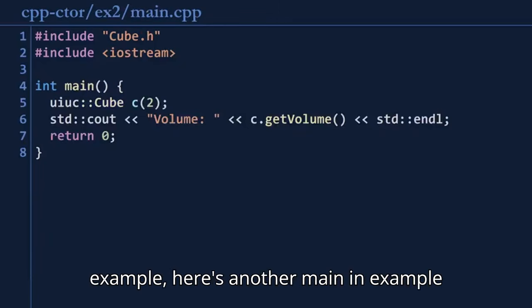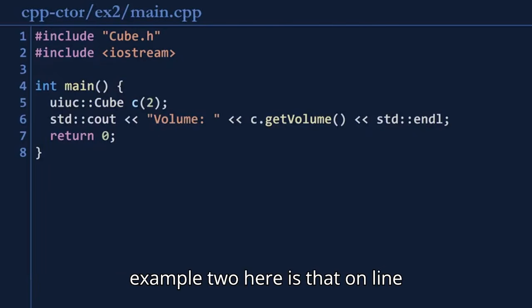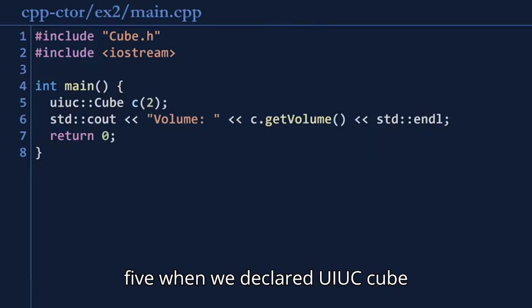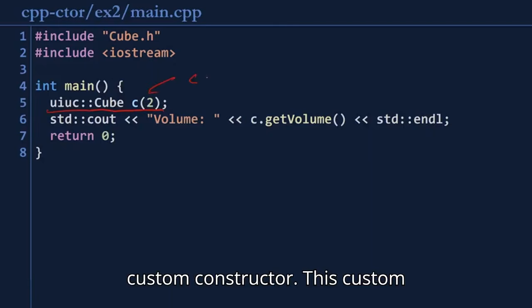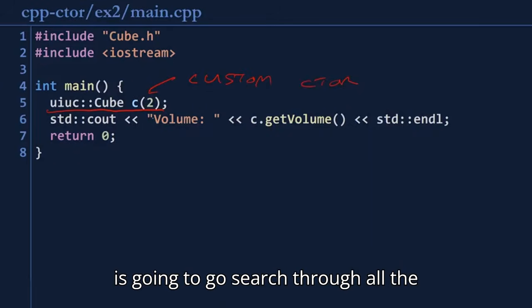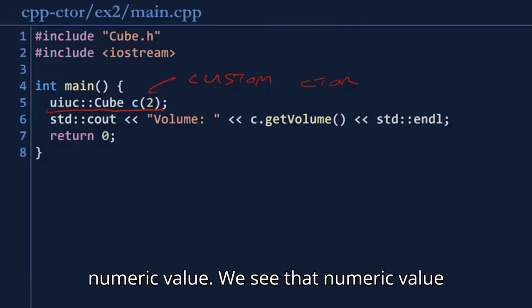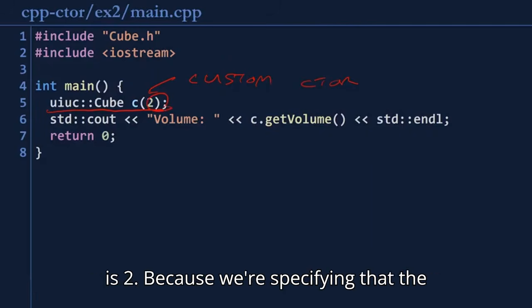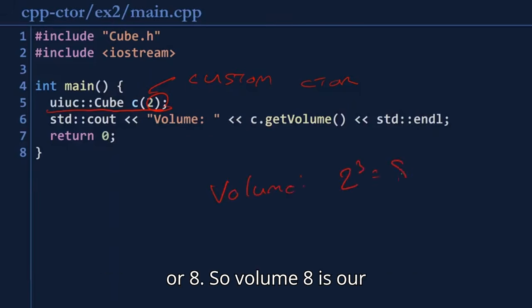Looking at a second code example, here's another main in example 2. The key difference between the example 1 we saw earlier and the example 2 here is that on line 5, when we declare UIUC cube to be C2, we're calling a custom constructor. This custom constructor is going to be the 1-parameter constructor. So the C++ language is going to go search through all the constructors and find the constructor that has 1 parameter and takes in a numeric value. We see that numeric value is 2. Because we're specifying that the initial length of the side of the cube is 2, we expect the volume output to be 2 cubed, or 8. So volume 8 is our expected output.